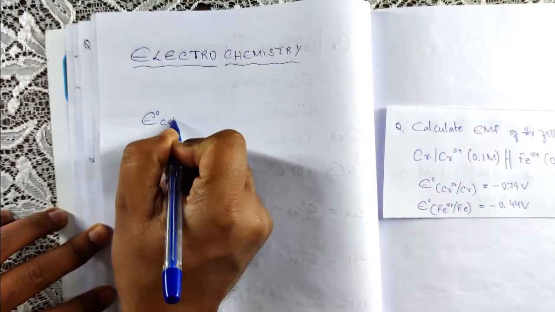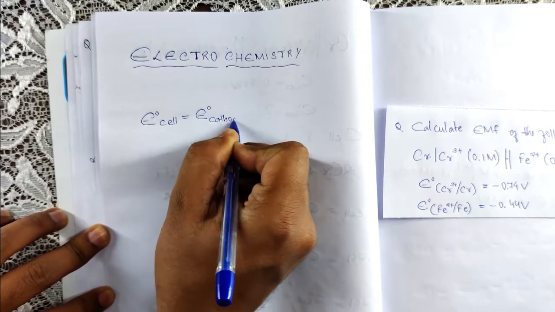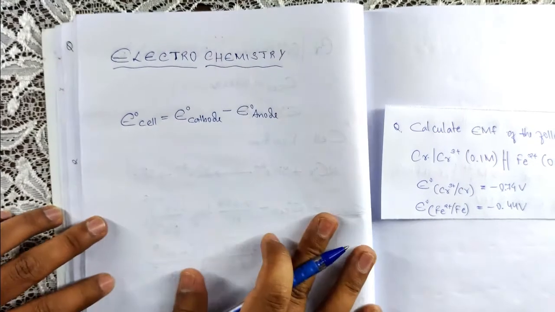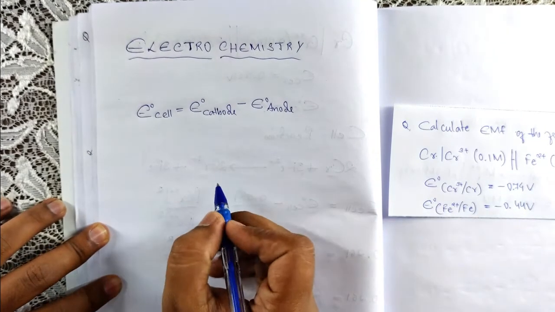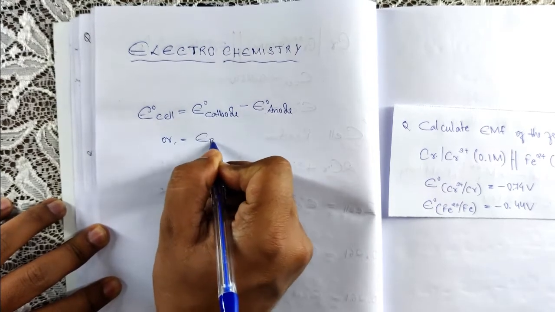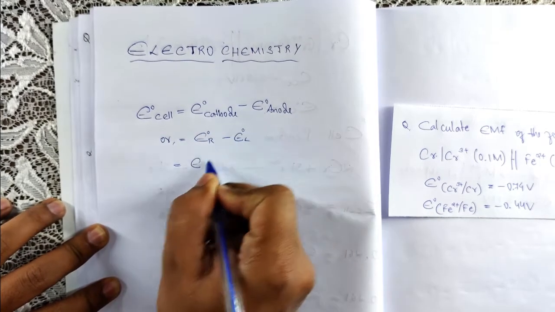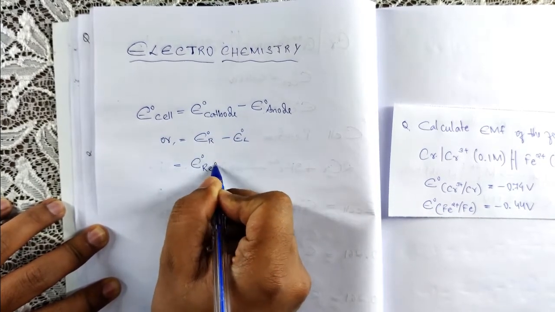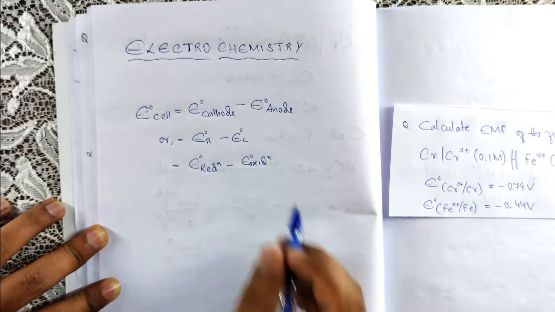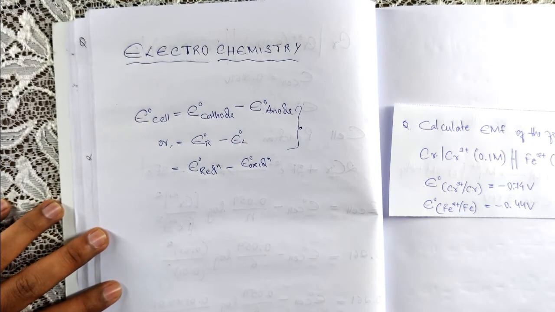E naught cell equal to E naught cathode minus E naught anode. So E naught cell is equal to E naught cathode minus E naught anode. Or we can also write E right minus E left, or E naught reduction minus E naught oxidation. So basically we use these two formulas in order to solve E naught cell.